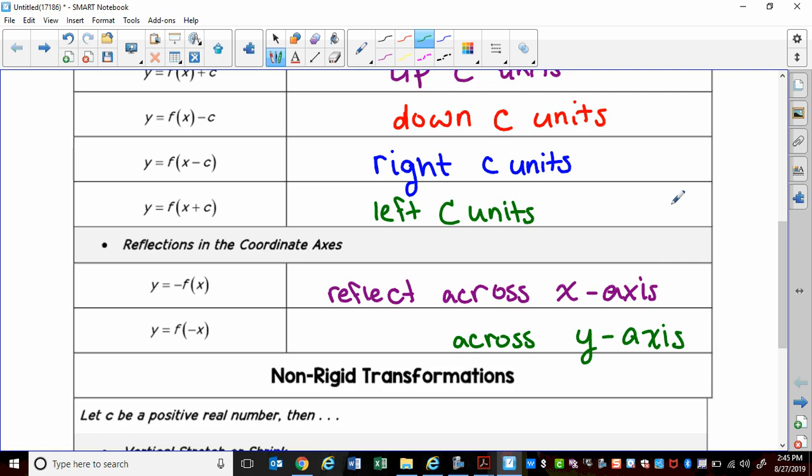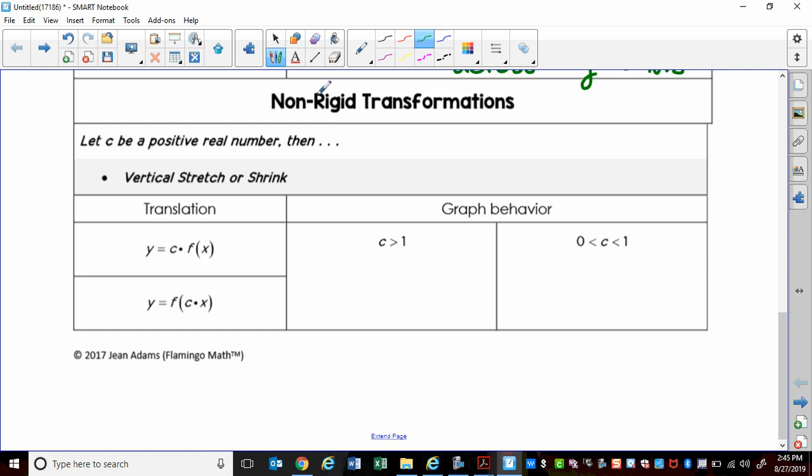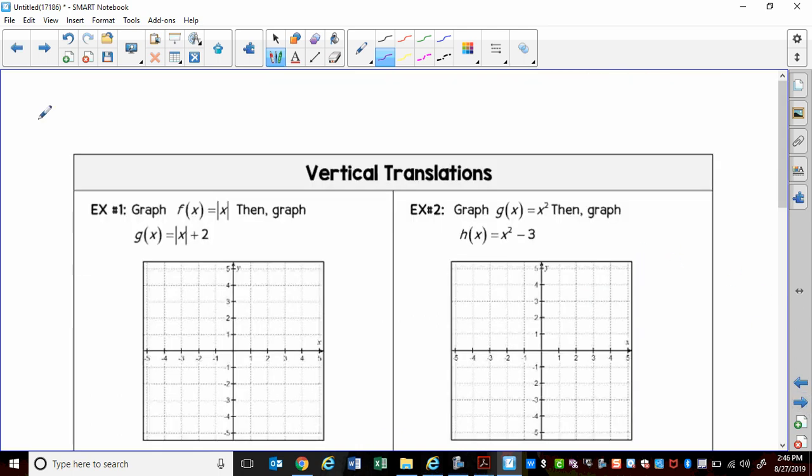Let's talk about some non-rigid transformations. If we multiply something by our function, this is going to change the shape. If we multiply c by our function and c is greater than 1, then we're going to stretch it. If c is less than 1 but still positive, then we're going to shrink it. Like a fraction, like a half or a third, shrinks.